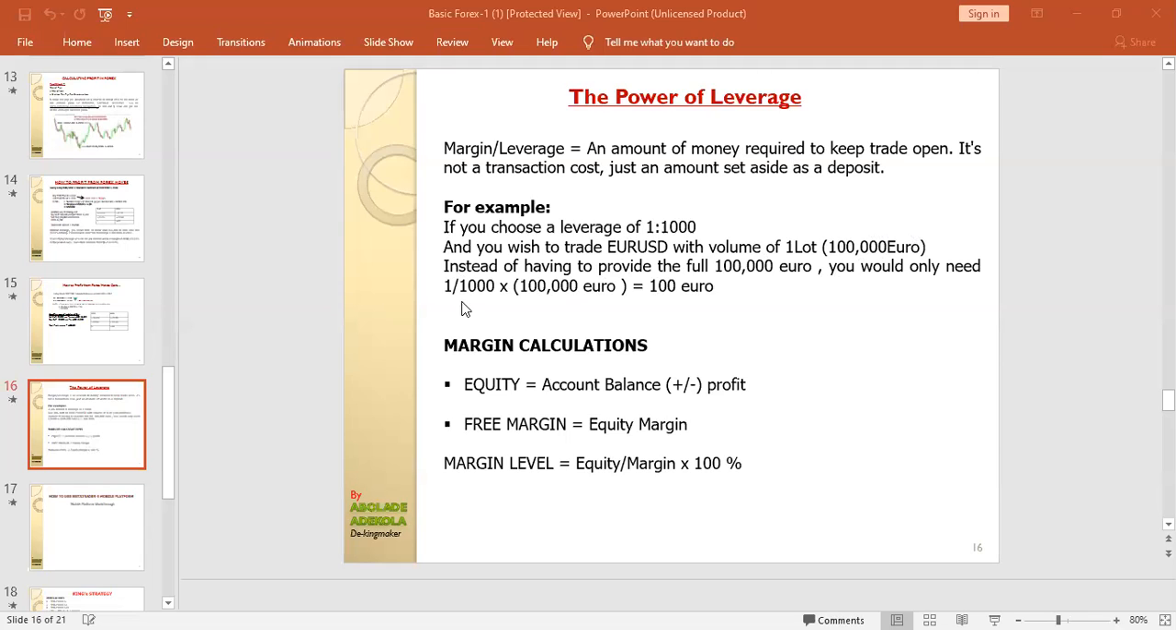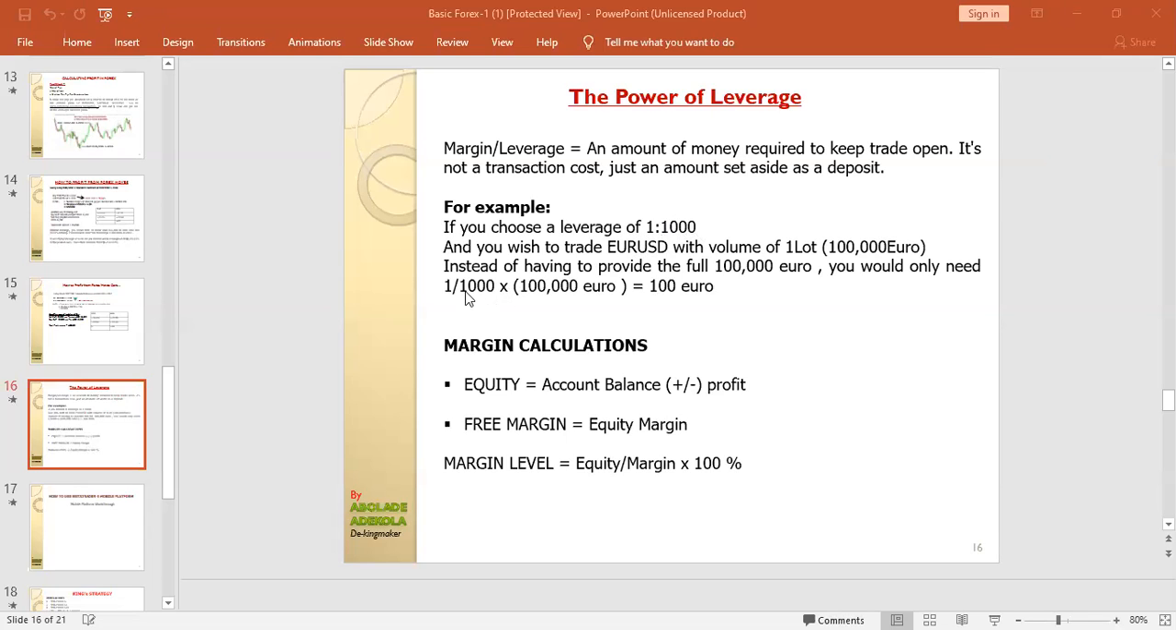Remember, this 1,000 is your leverage. Because you are using 1 to 1,000, the leverage is giving you the opportunity to buy up to 1,000 times of your deposit. That is what leverage means. If you are using 1 to 500, it means you have been given the opportunity to buy 500 times of your deposit. You just need to drop 1. So in this case, you have the opportunity of buying 1,000 times of your deposit.